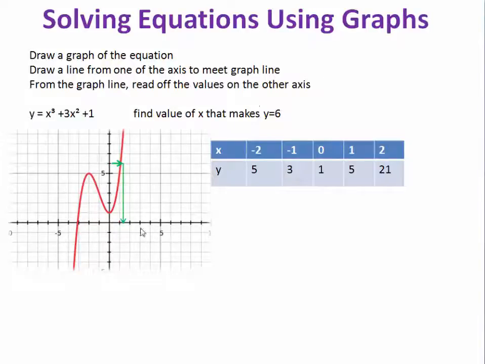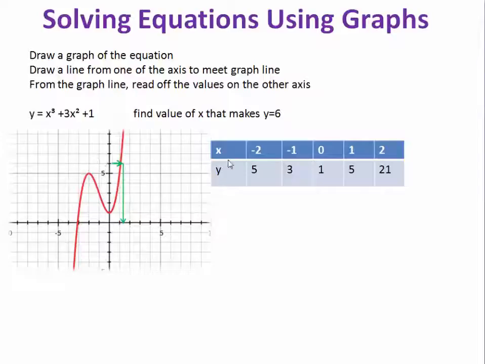Now sometimes in the exam we can be given the graph like this squiggly line, which is a cubic, and we're asked to find the value of x that makes y equals 6. So all we do is we go up the y-axis, so this is the y-axis, this is the x-axis, where it equals 6, draw a line across to meet the curve, and then a line down and read off the x-axis, and that is the solution.